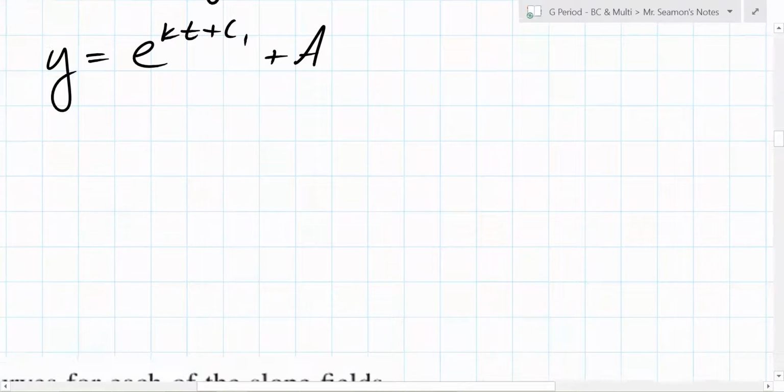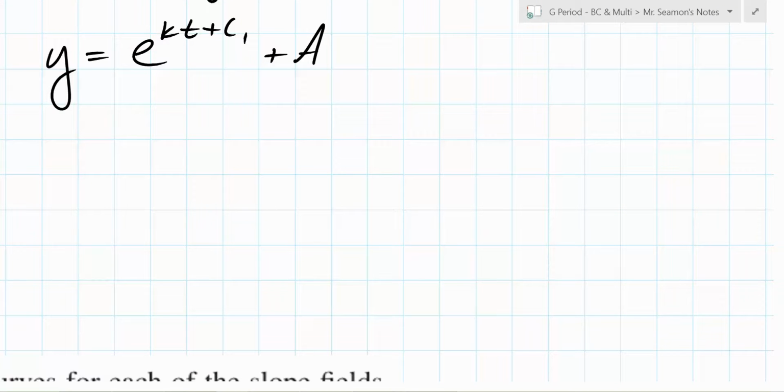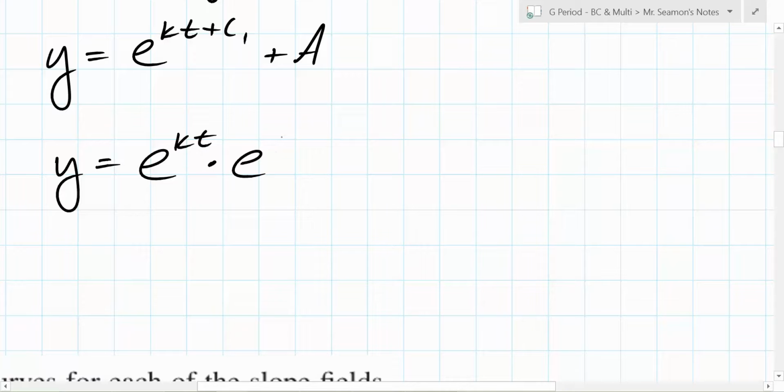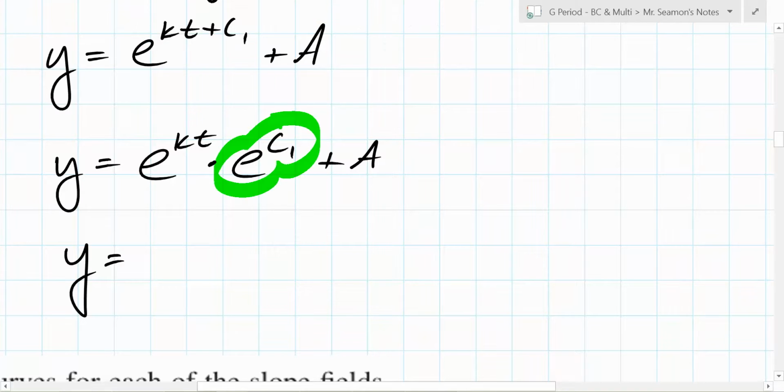Doesn't match exactly what you want. You need to remember your exponent rules. This is the same thing as y equals e to the kt times e to the c1 plus a. And the reason I said c1 is I'm just going to call this thing, instead of calling it e to the c1, I'm just going to call it c2. The reason I want c1 and c2 is that you will do integrals later in life where you're going to have to do lots of constant manipulation. This is a really great thing to do, but you need to keep track of where your constants are coming from. So in this case, you end up with c2 e to the kt plus a.